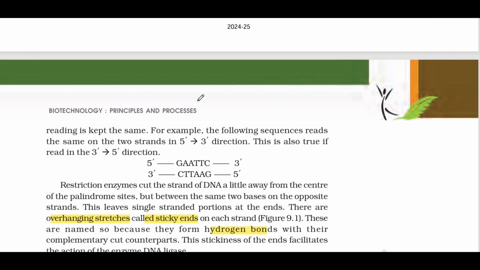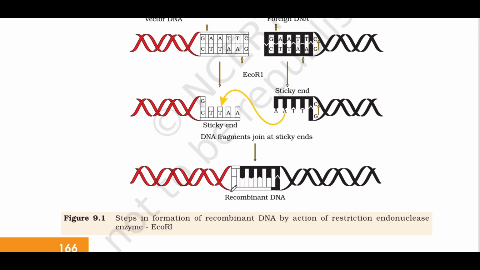Like that, the following sequence reads the same on the two strands in the 5' to 3' direction. That is, GAATTC is the same when reading 5' to 3' on the other strand, GAATTC. So this is a kind of palindromic sequence.